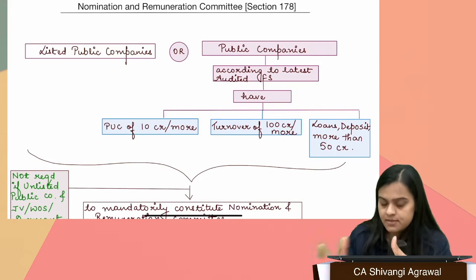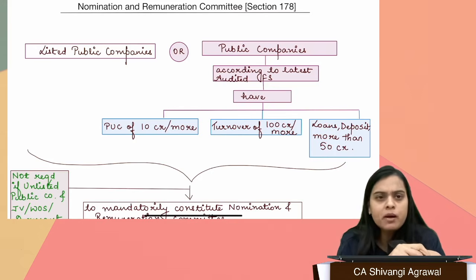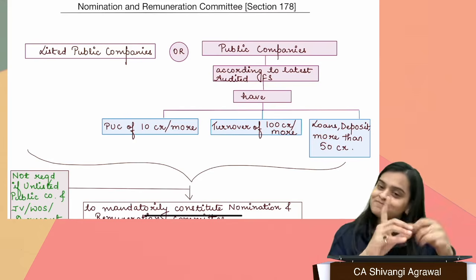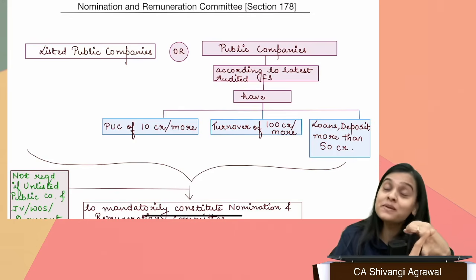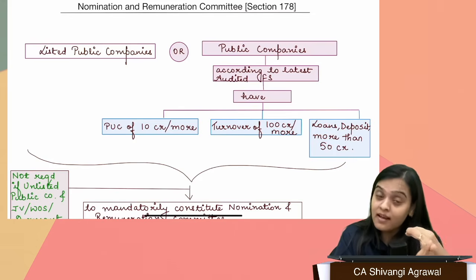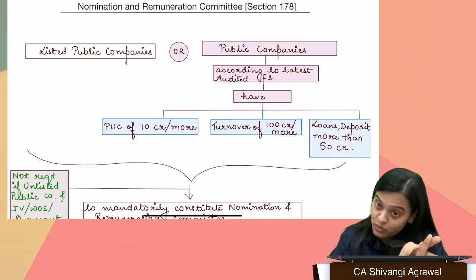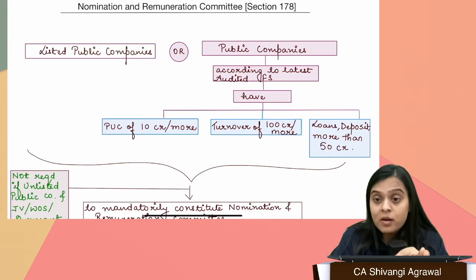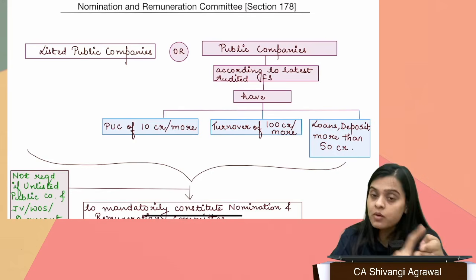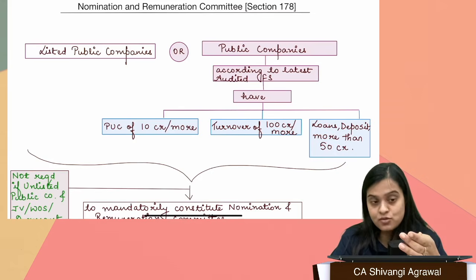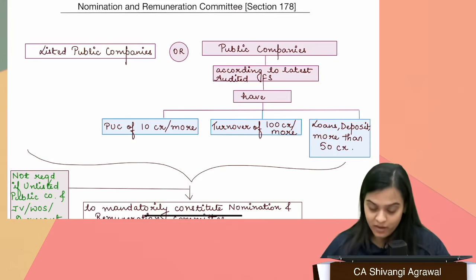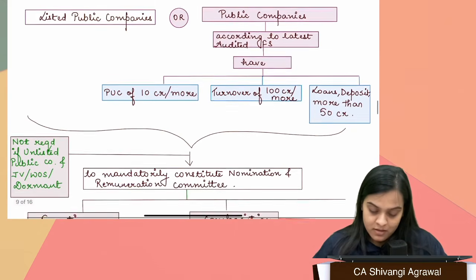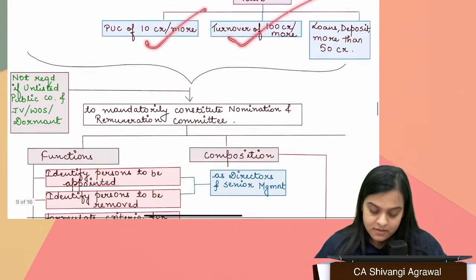Next, we come to section 178, which talks about NRC and SRC. Again, two committees. NRC, which companies are required to form NRC? Same: a listed public company, and the companies which are required to appoint independent directors, the companies which are required to constitute an audit committee, the same companies are also required to constitute NRC. So if you fulfill that criteria, there are three things that become applicable to you straight away. Fine. This is clear? Okay.